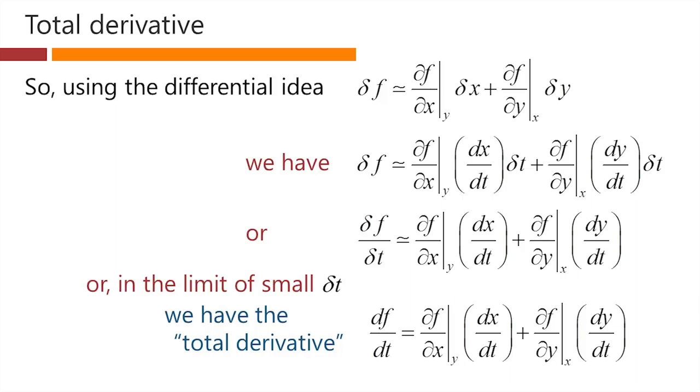Or in the limit of small delta t, we have this total derivative, df by dt, is the gradient in the x direction at constant y times the velocity in the x direction plus the gradient in the y direction at constant x times the velocity in the y direction. And note that this is a conventional derivative here. It's not a partial derivative. We're not holding anything constant. We're just saying how fast are we gaining height.